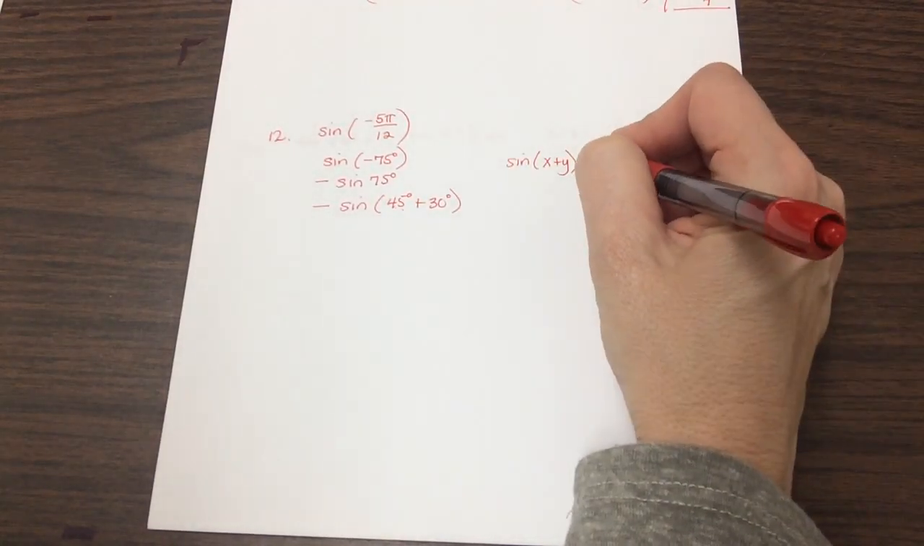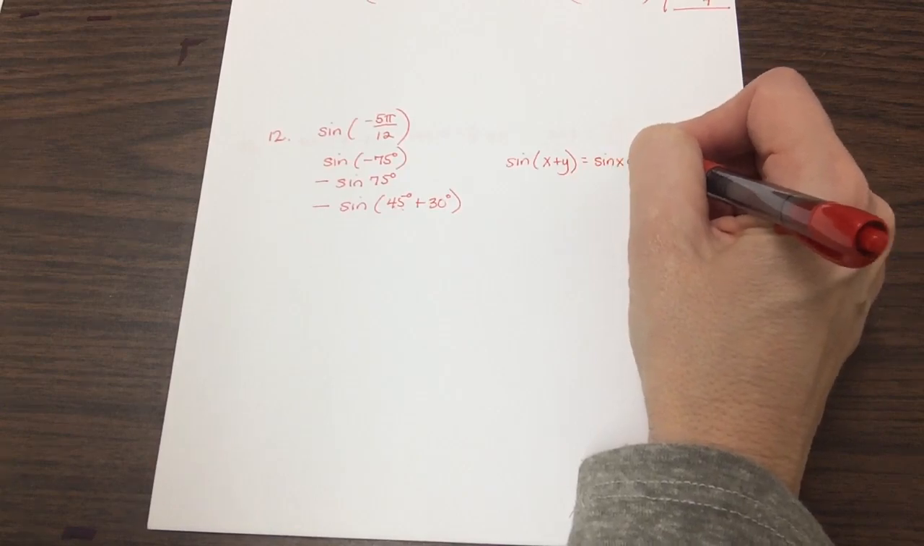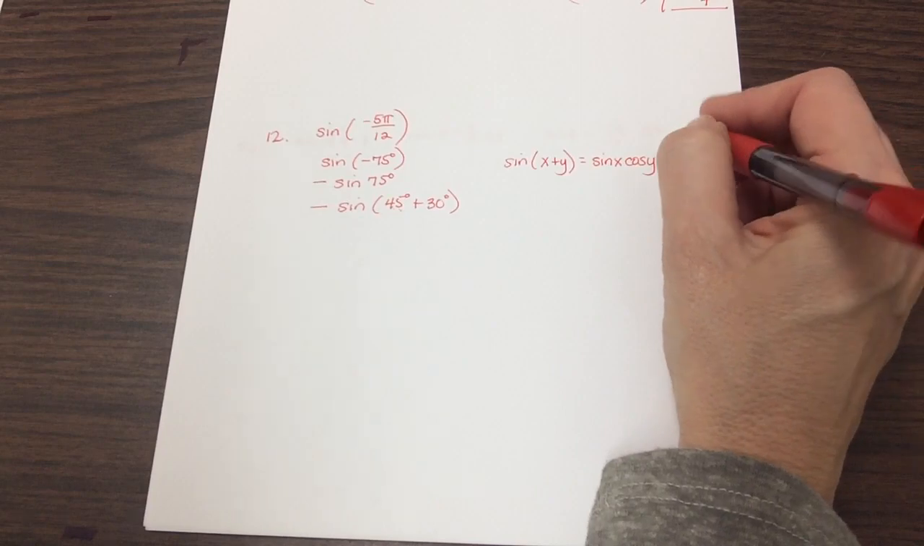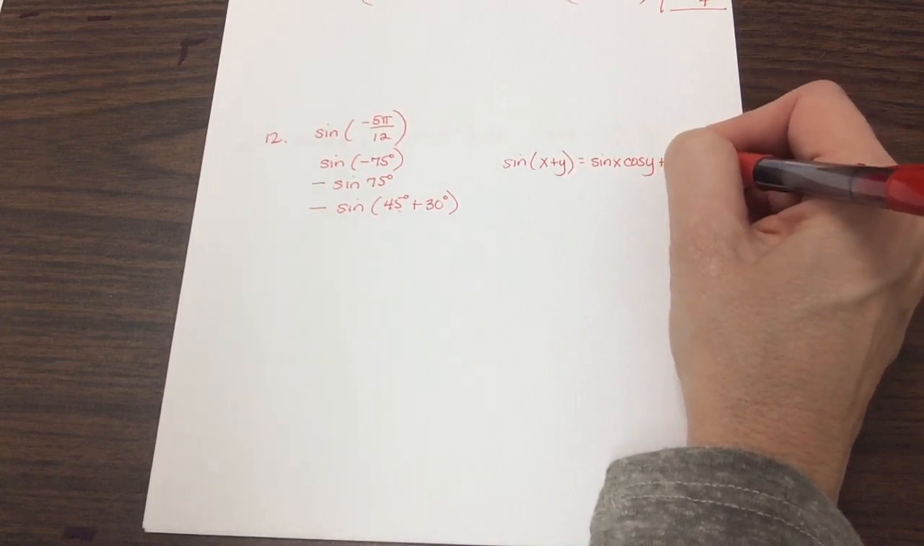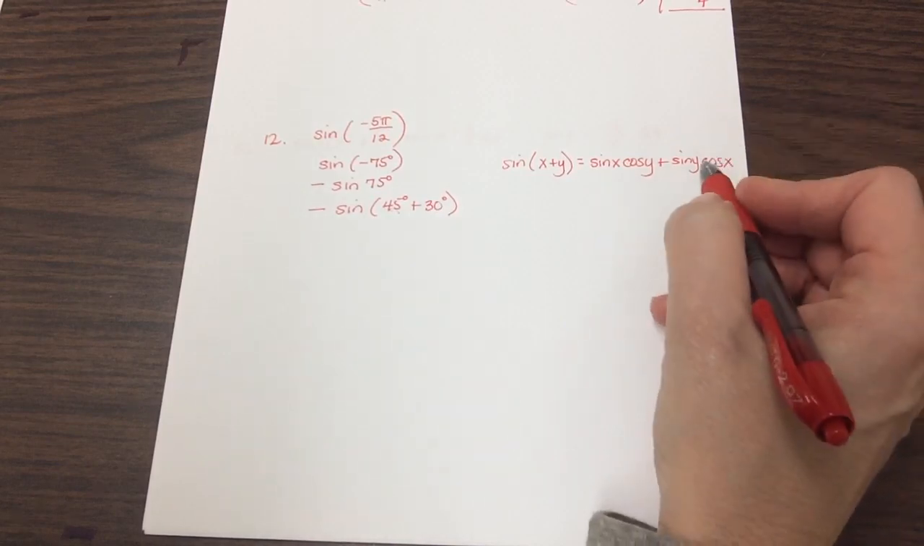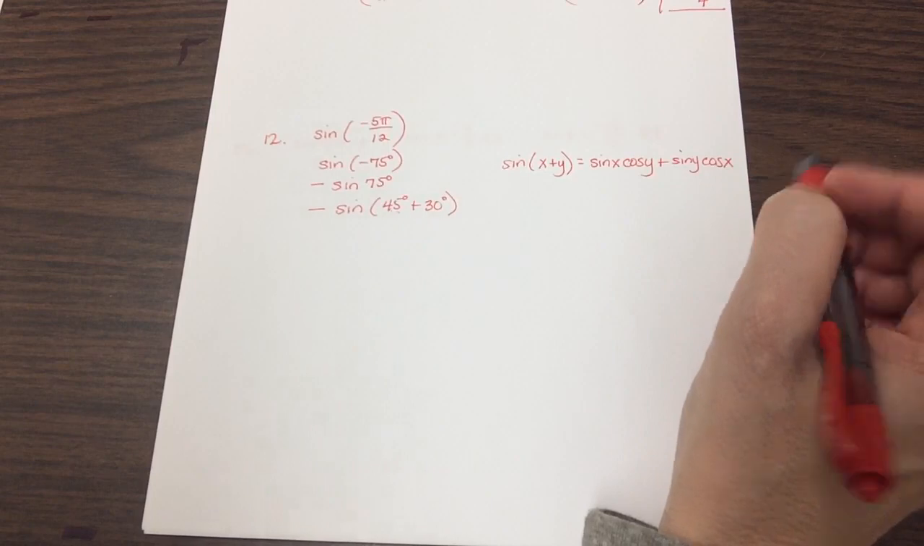And that is just the sine of x, cosine of y, and then you swap it. So my sine stays the same, and then I'm going to do the sine of y times the cosine of x. Or I could have done the cosine of x times the sine of y. The order in multiplication doesn't matter.